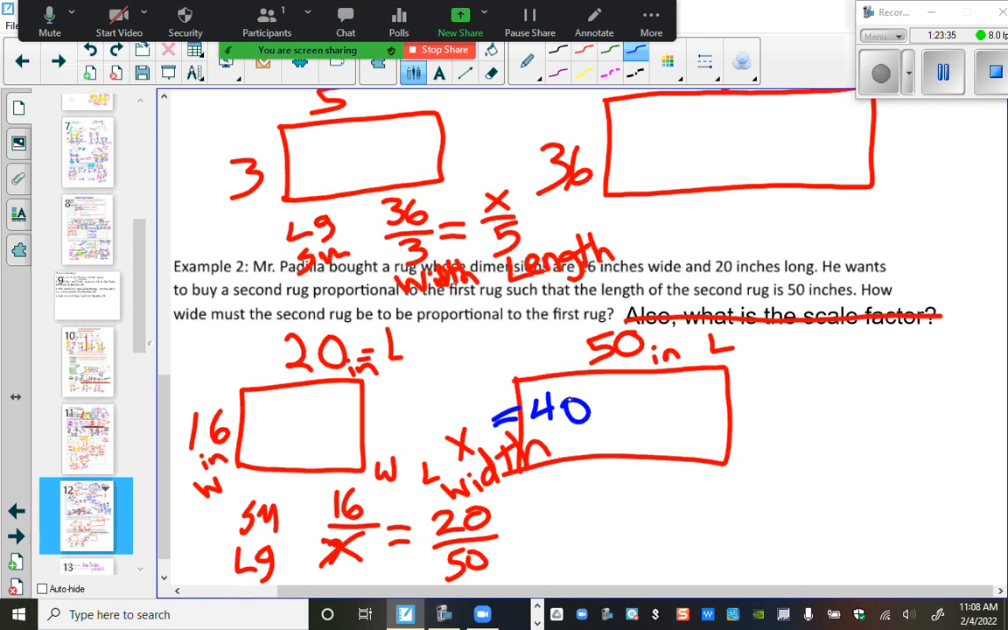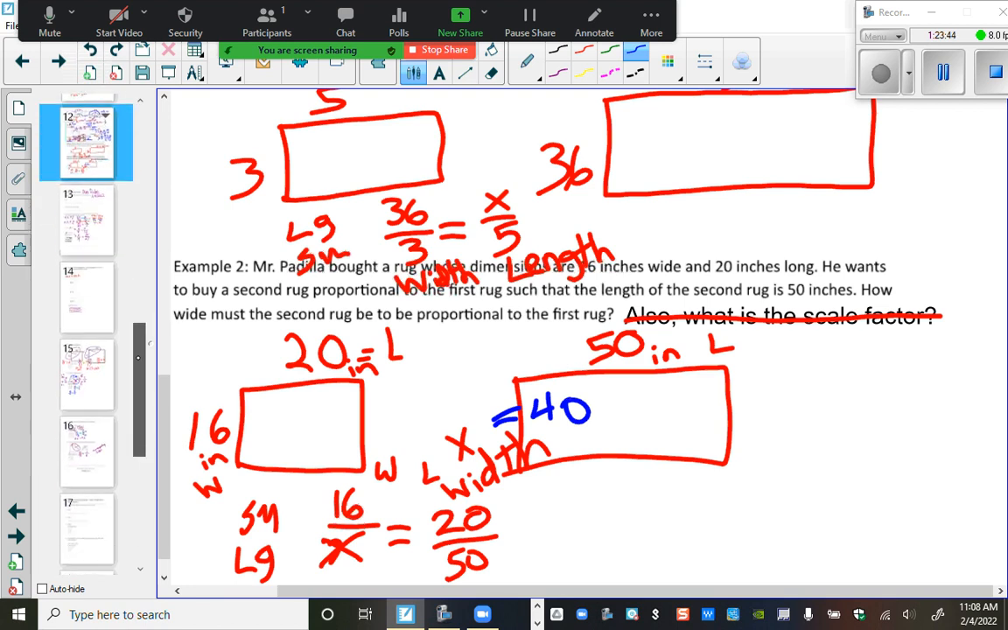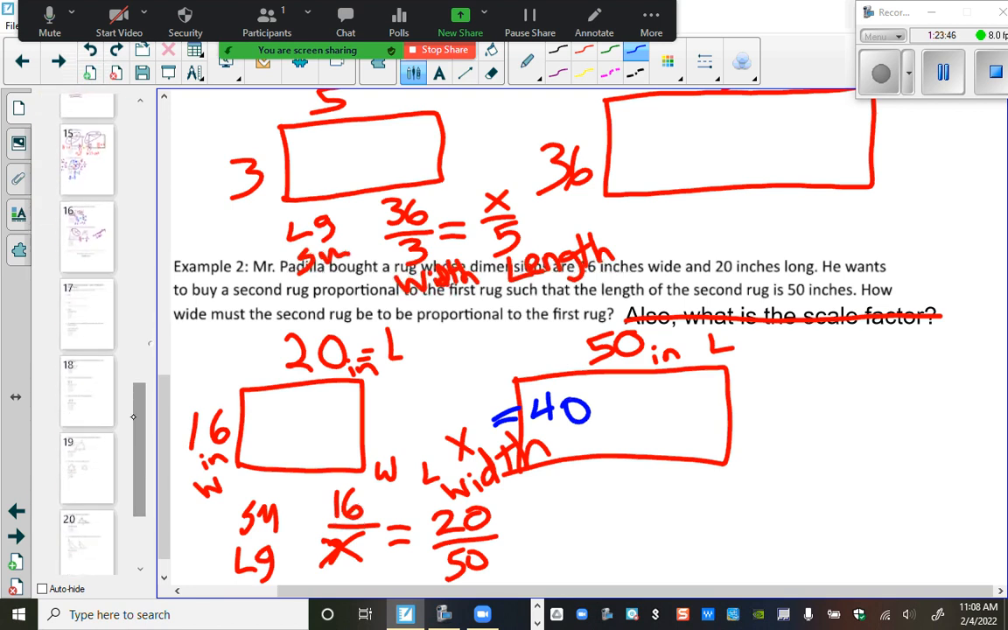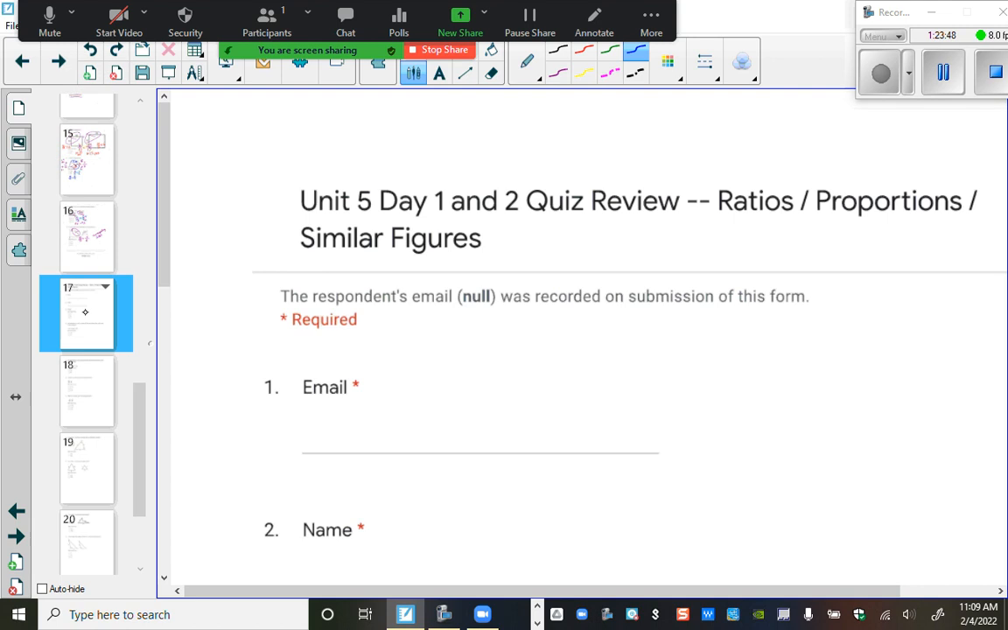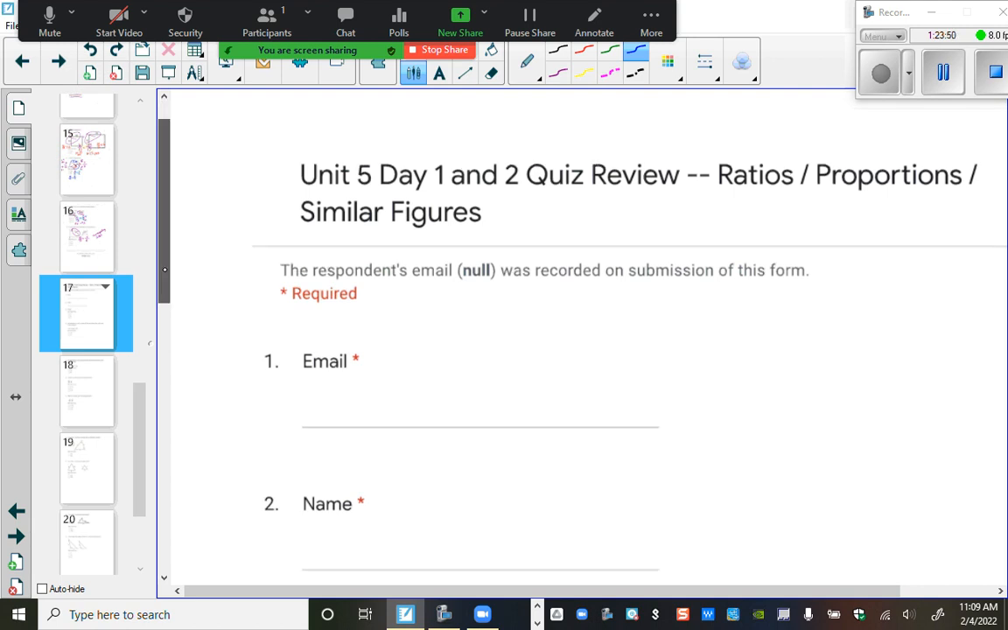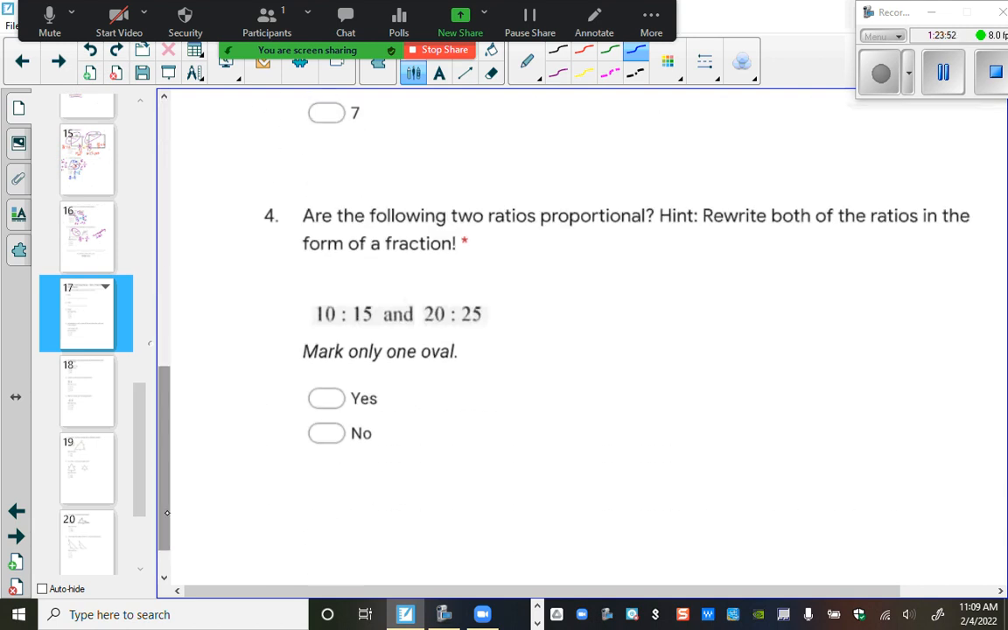All right, real quick. 1 or 2 things about the review before we walk out. Okay, we're not finished yet, ladies and gentlemen. I want to talk about 1 or 2 things on that review before we walk out of here. So 1, you want to write it as a fraction. How can we write the 10:15 and the 20 over 20 and 25? How can we write those as fractions? Who could tell us?